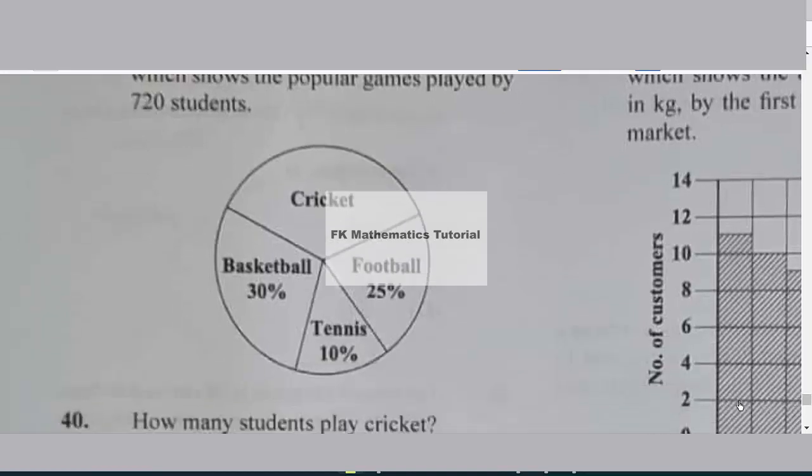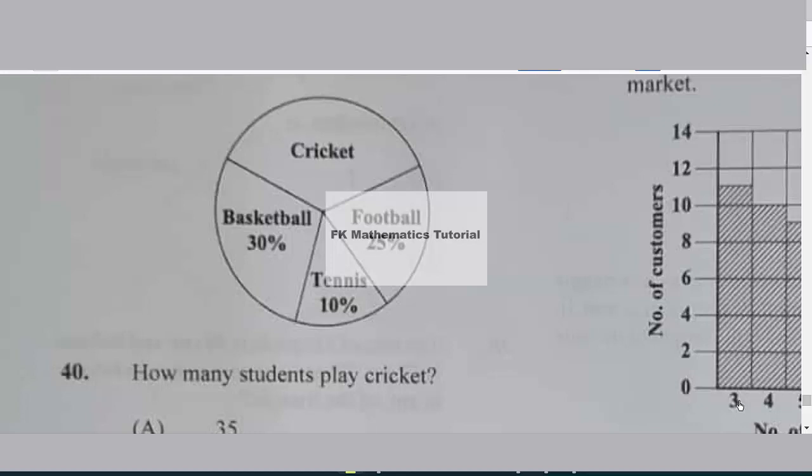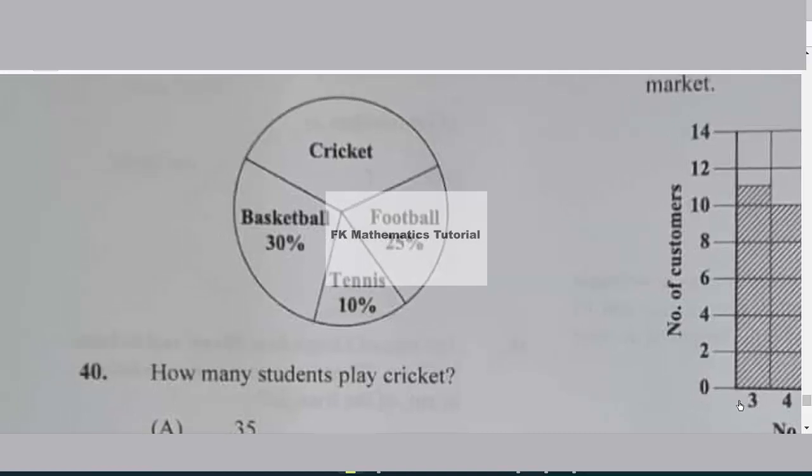Item 40 refers to the following pie chart, which shows the popular games played by 720 students. How many students play cricket? So we know the total percentage is supposed to be 100, and as at now we have 30, 10, 25, and that is equivalent to 65. So to get the difference, we take 65 from 100, and that will give you 35% here.